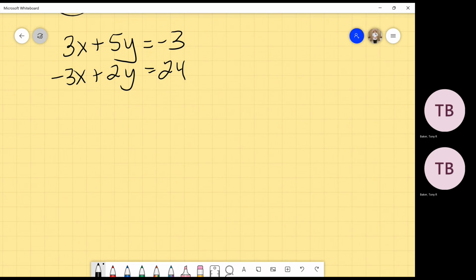So the elimination method of solving systems of equations can also be known as linear combinations. So what we're going to do with this one is we're actually going to add the two equations together. The goal of adding the two equations together is to get rid of one of the variables. Elimination or linear combination.